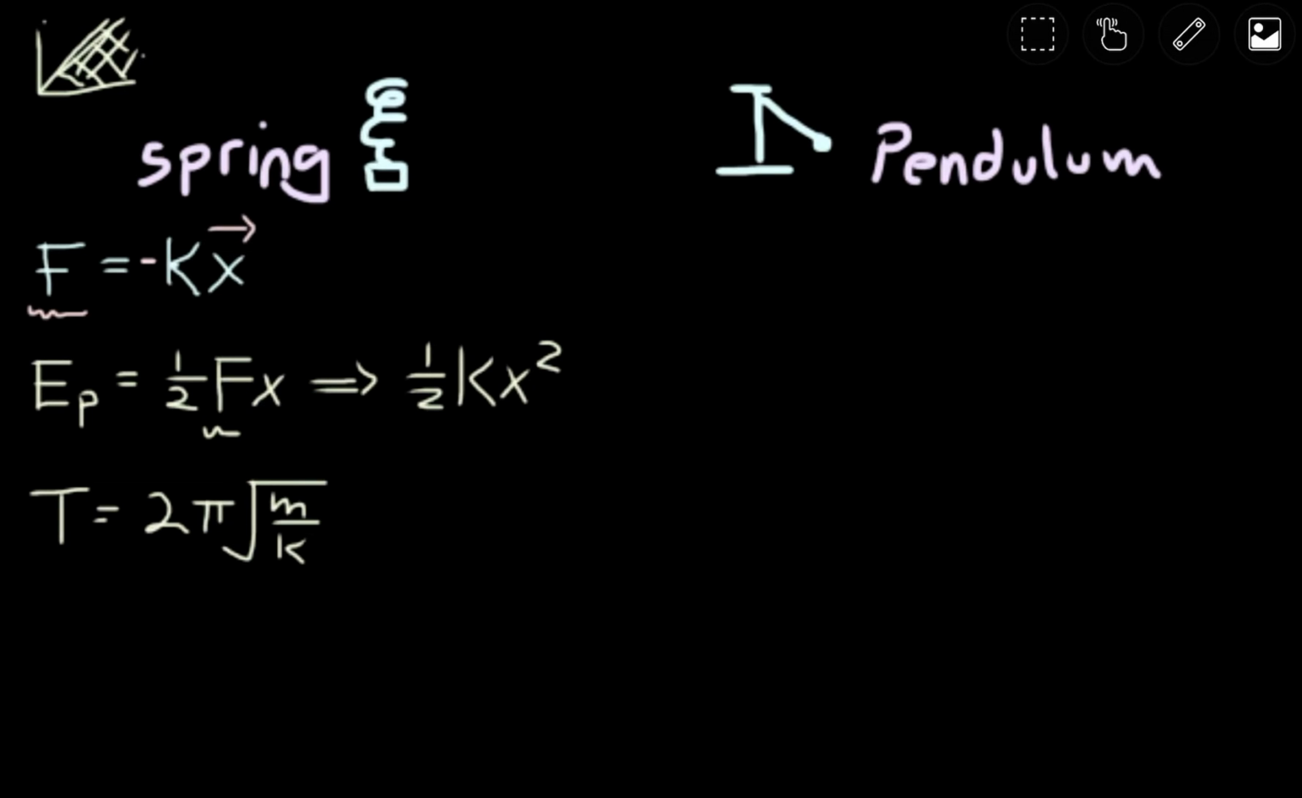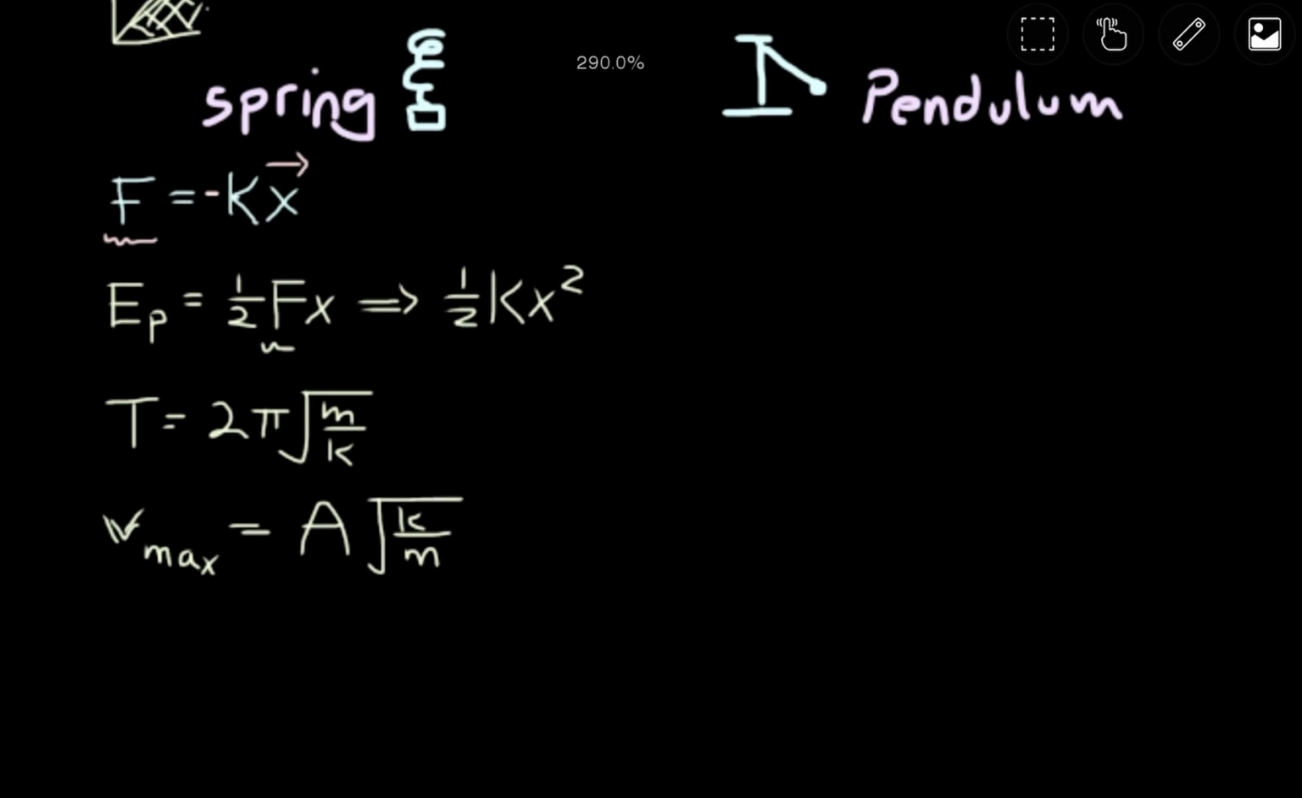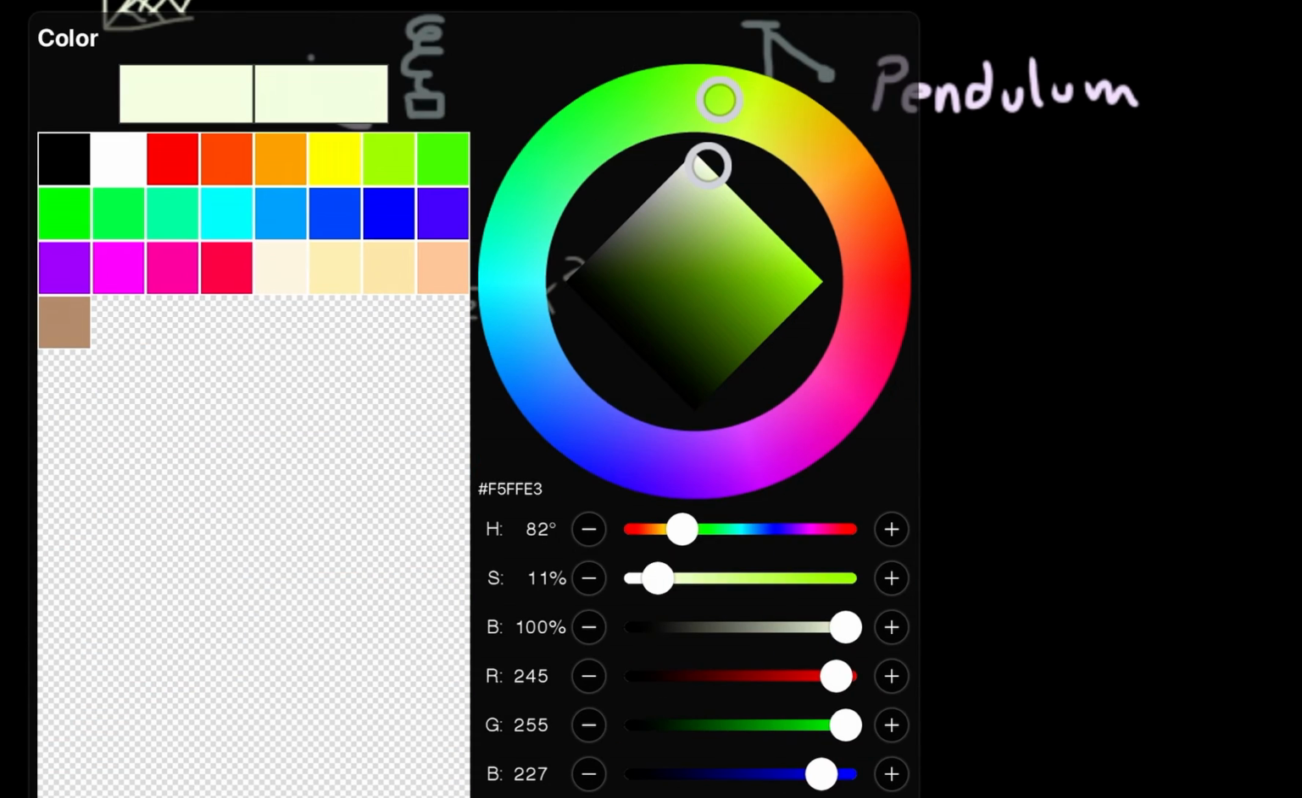Now the other one that you get is, they talk about the maximum speed of a spring. The maximum speed of a spring is this, and I'll show you where it came from. Amplitude is the same idea as displacement, except it's a maximum displacement where you initially stretch it. So I'll show you where this last equation came from.